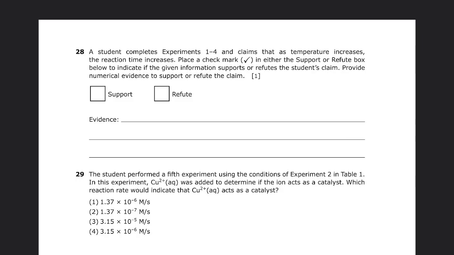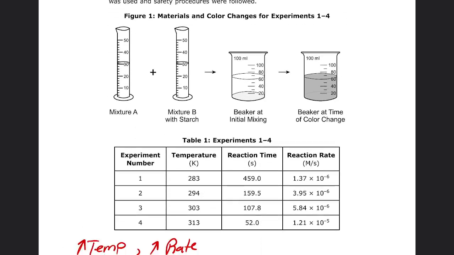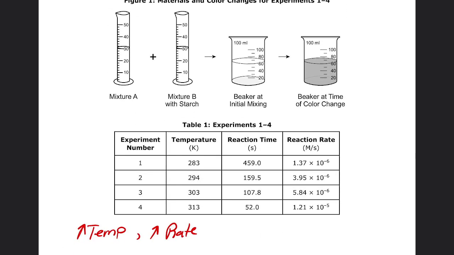So for question 28, it says a student completes experiments 1 through 3 and claims that as temperature increases, the reaction time increases. Place a check mark in either the support or refute box below to indicate if the given information supports or refutes the student's claim. Provide numerical evidence to support or refute the claim. Okay, so we have to look at the data, and we know if we don't put numbers down, we're going to get the question wrong. So the student says, as temperature increases, reaction time increases. So let's look at the trend.